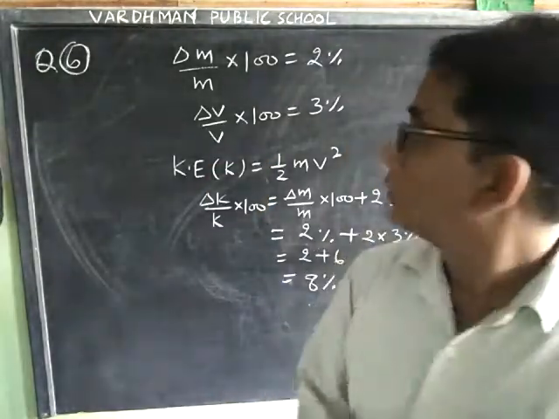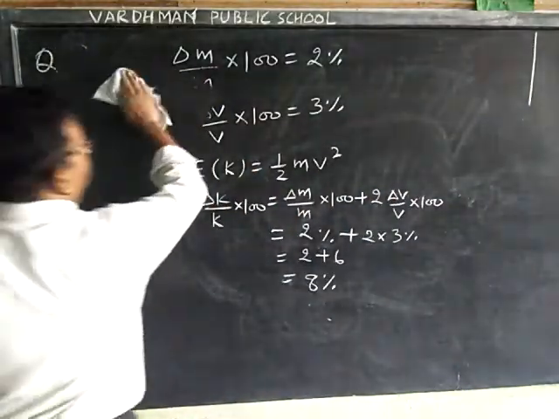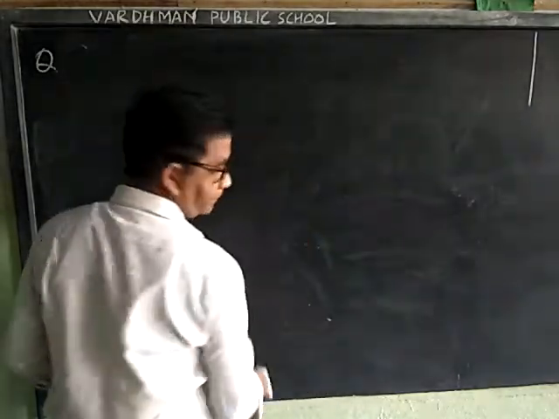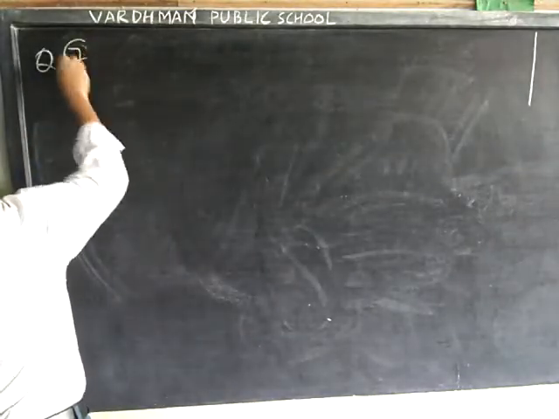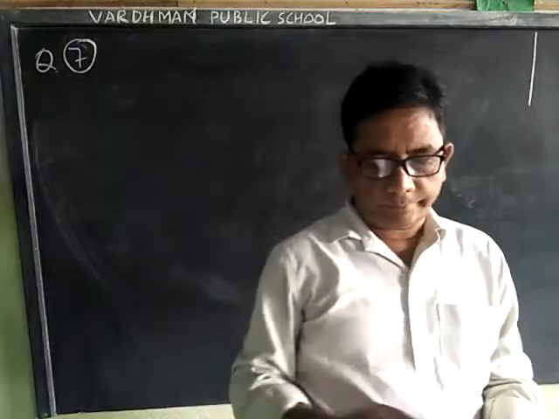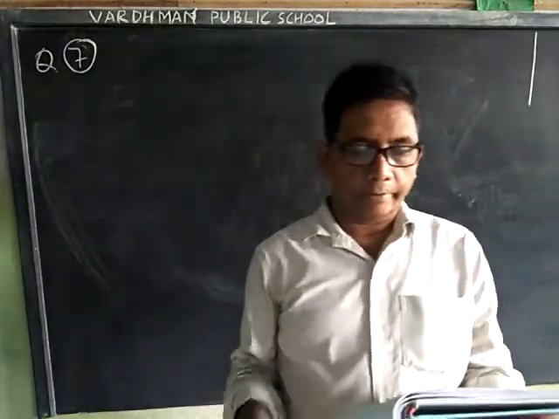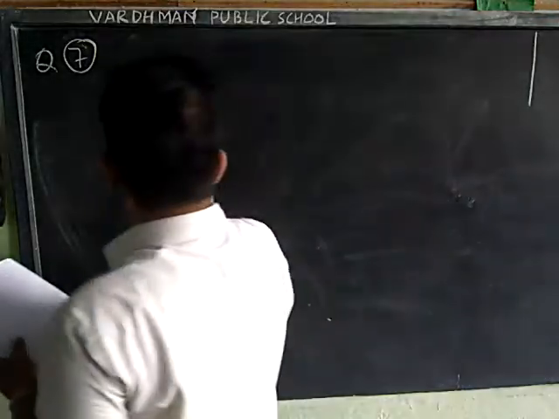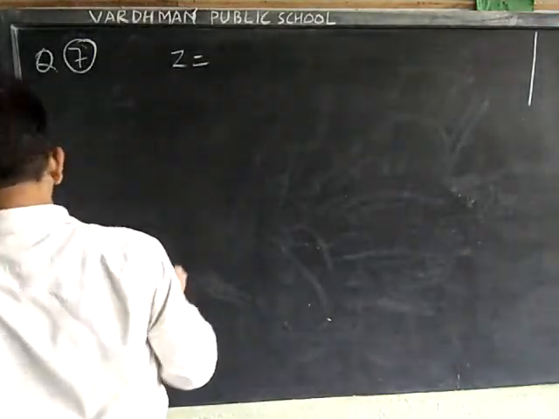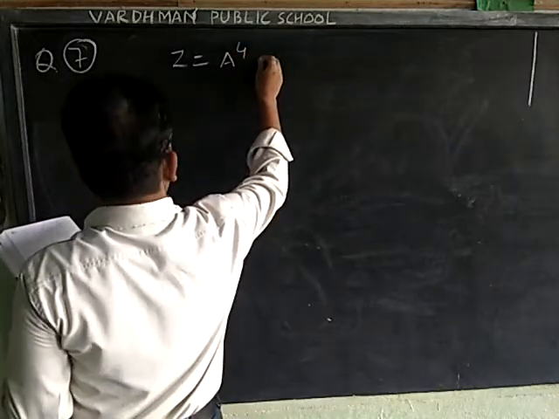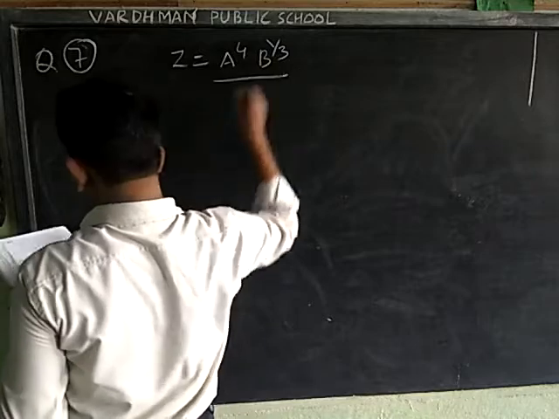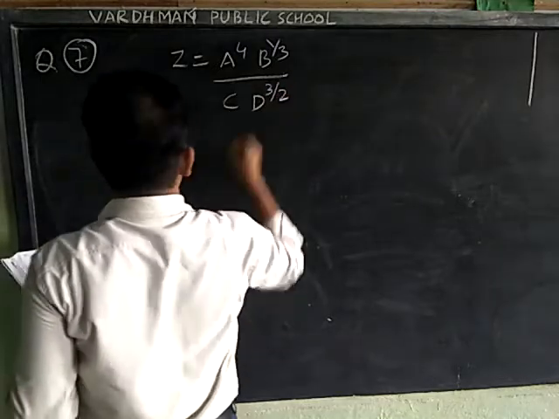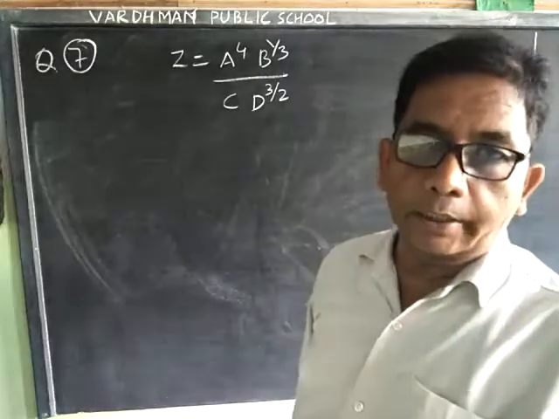Next question, question number 7. Find the relative error in Z, if Z is equal to a power 4 b power 1 by 3 upon c d power 3 by 2. We have to find the relative error in Z.